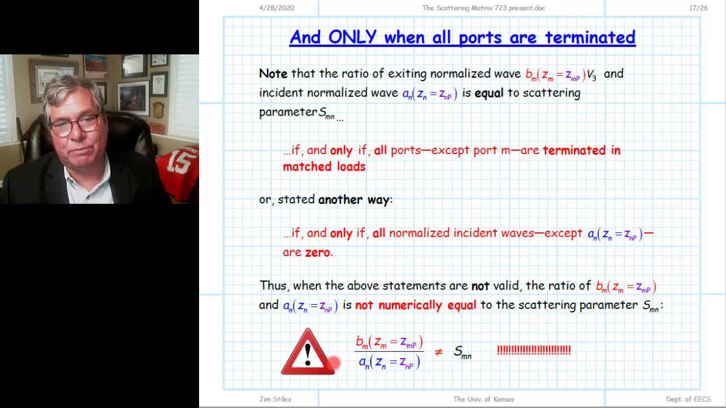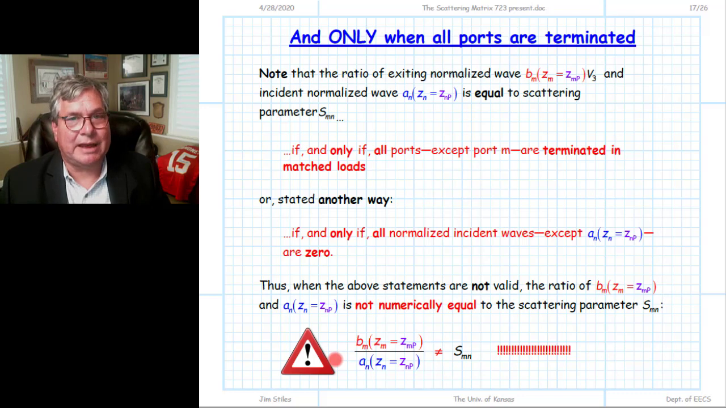If we had an incident wave both at port 1 and port 2, we would find that there would be, again, a scattered wave coming out of port 3, but we could not attribute that scattered wave completely to the incident wave at port 1 or the incident wave at port 2. We wouldn't really have any way, based on that observation, to make a judgment as to how much of the exiting wave at port 3 was due to the incident wave at port 1 or port 2.